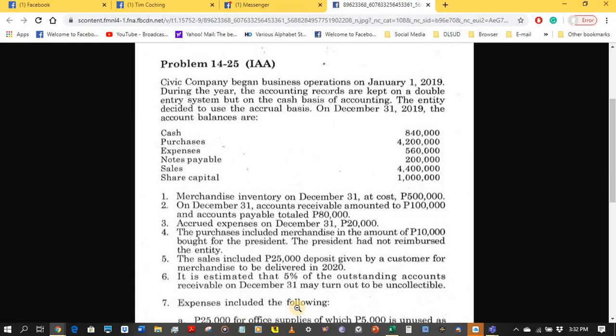Number 2. On December 31, accounts receivable amounted to 100,000 pesos. So, by year end daw, meron tayong accounts receivable, 100,000. So, syempre, ibig sabihin ng accounts receivable, meron tayong sales on account by year end. Ibig sabihin, hindi pa nakokolekta yung sales. So, yung 100,000 na yan, hindi pa nare-record kasi ang recording natin previously is cash basis. So, ngayon, maglalagay tayo ngayon ng sales on account.